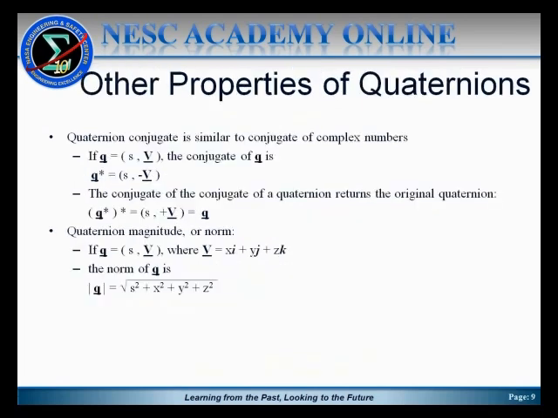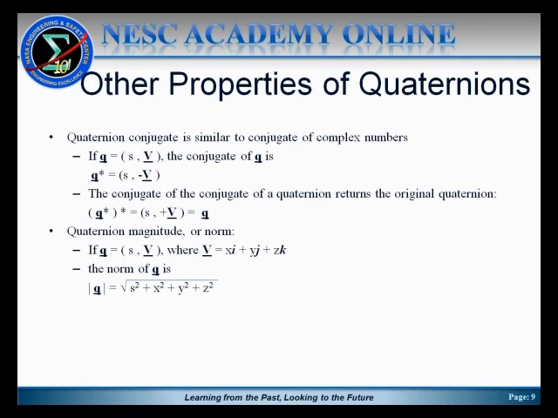Other properties of quaternions. Quaternions can have a conjugate, which is similar to the concept of a conjugate of complex numbers. As you might recall from complex numbers, if you have a complex number that's a real part plus an imaginary part times i, where i is the square root of minus 1, then the conjugate of that number is the real part minus the imaginary part.